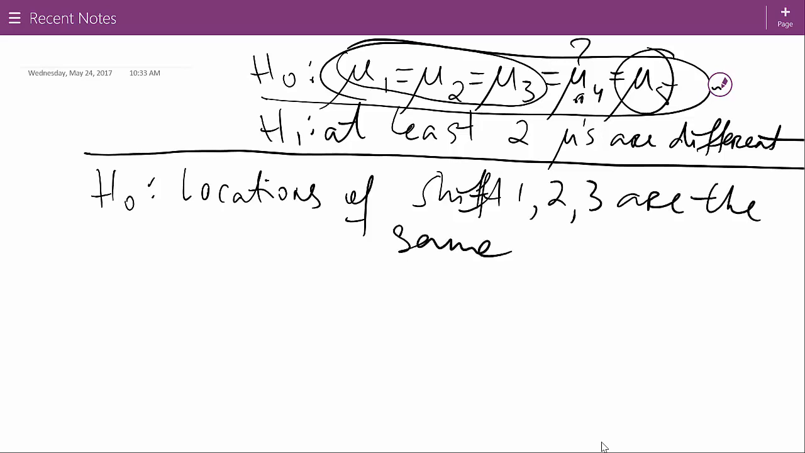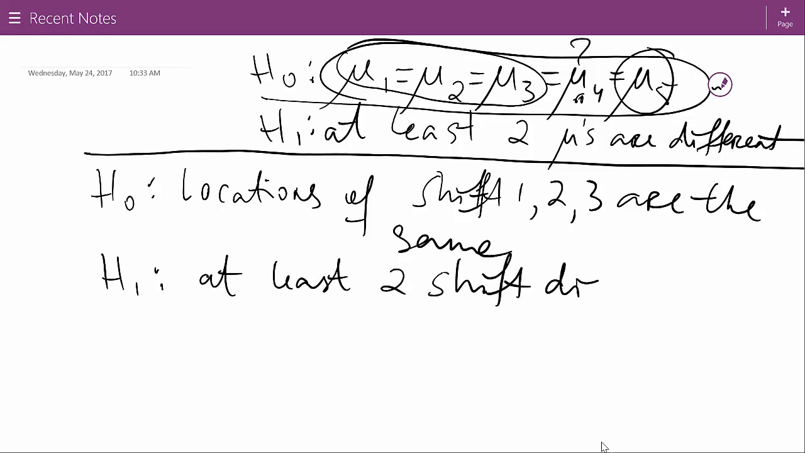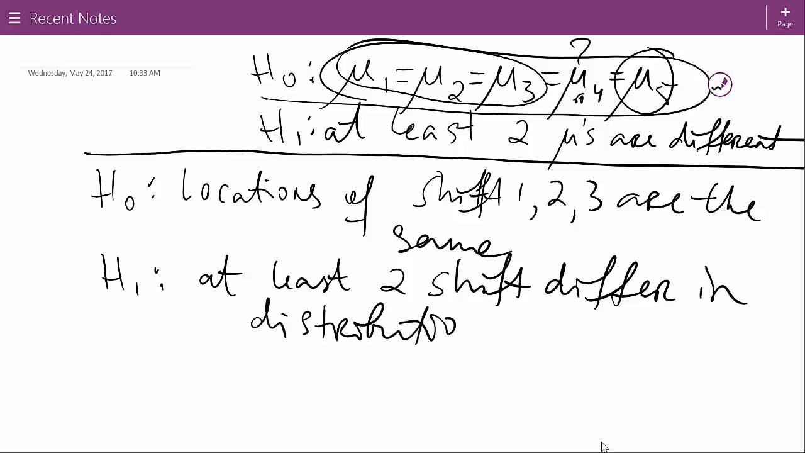In other words, distributions of answers are very similar to each other, right? And I don't really have any problem with customer service because it's consistent throughout the 3 shifts. My alternative is going to be that at least 2 shifts differ in terms of their distributions of answers. That's what I'm testing.